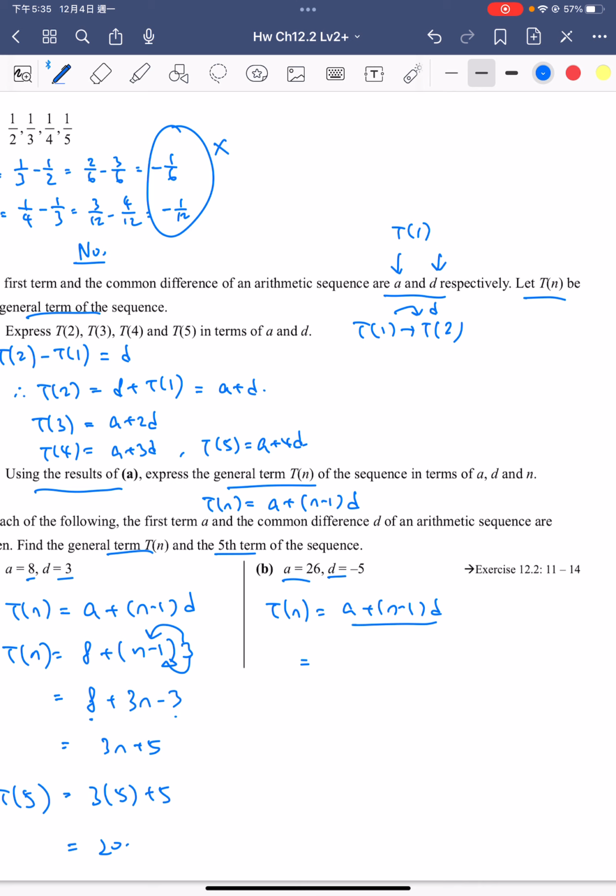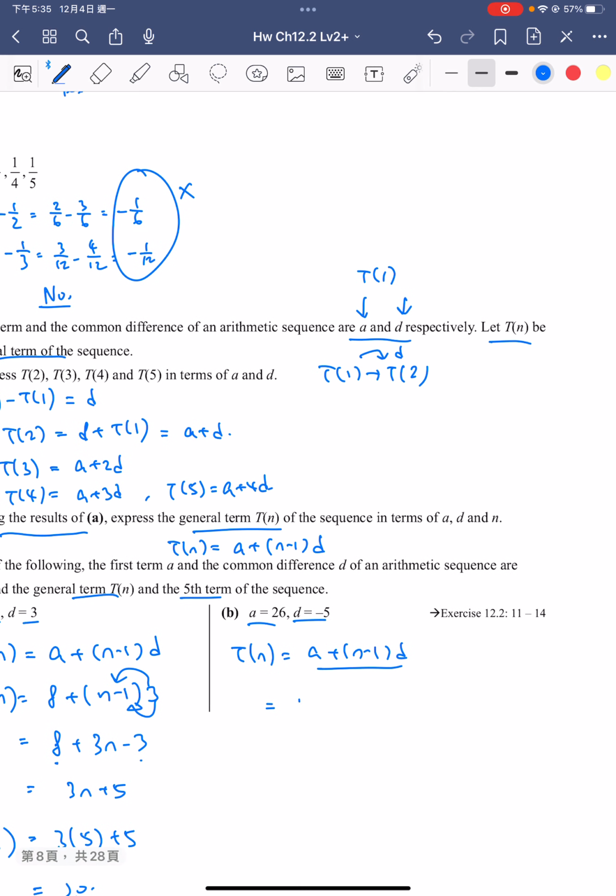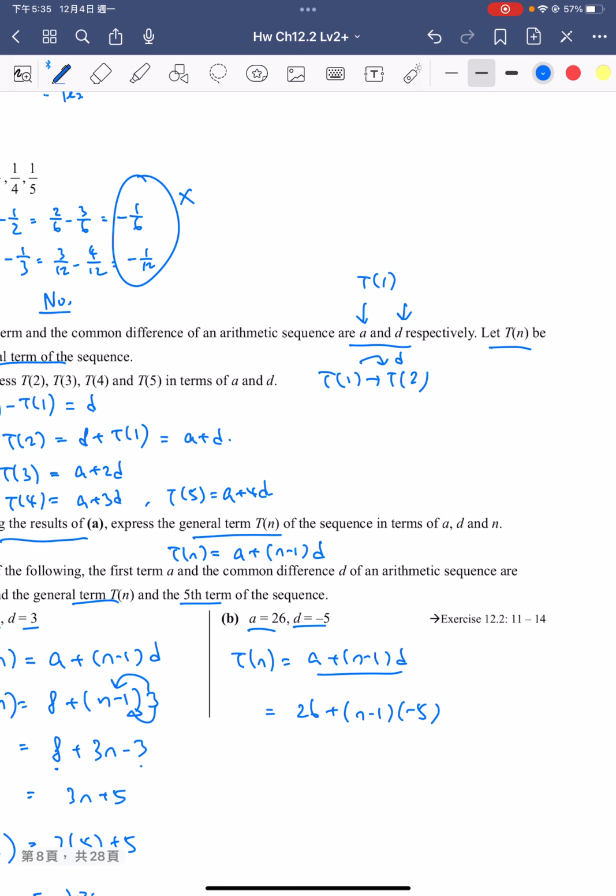And then now we can substitute the value of a and d back into our equation. So now we have 26 plus (n minus 1) times negative 5. So once again, when you're using a negative 5 times the whole thing, remember to give a bracket, okay? So now we separate the bracket, we expand it. We have 26 minus 5 times n, giving you minus 5n.